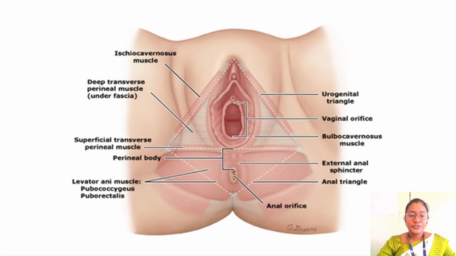So see the perineal body. This structure is the perineal body, in between the vulva. This is the vulval region and this is the anus. So anus and then vulva, in between this region is the perineal body.